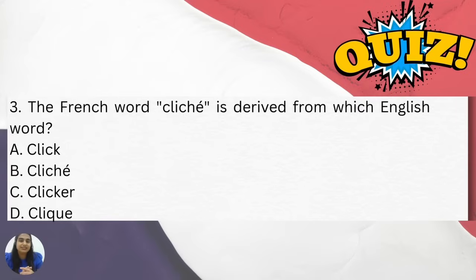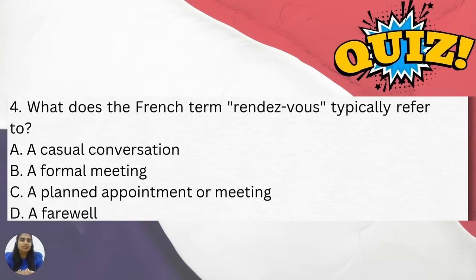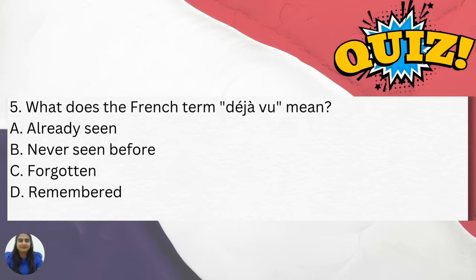Moving on. The French word cliché is derived from which English word? Cliché? Correct. Perfect. Moving on. What does the French term rendezvous refer to? Yes, a planned appointment or meeting. Perfect. What does the French term déjà vu mean? Already seen. Perfect.